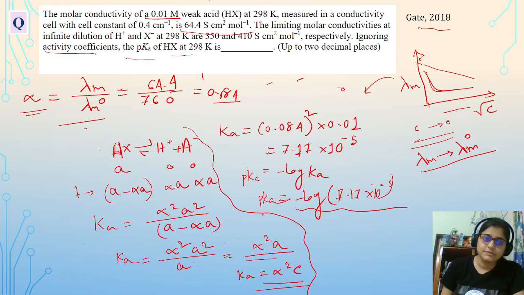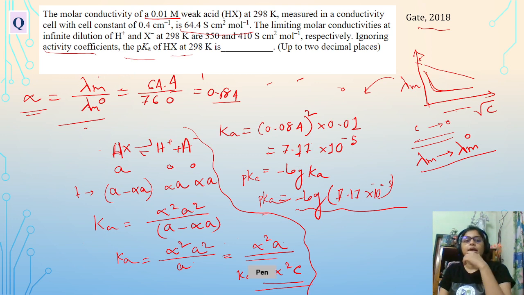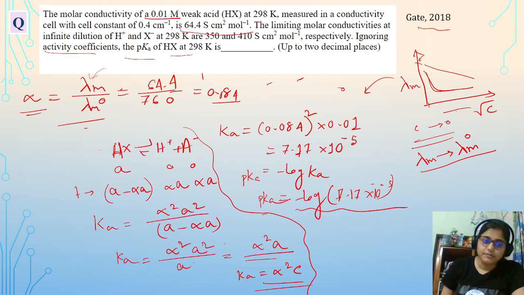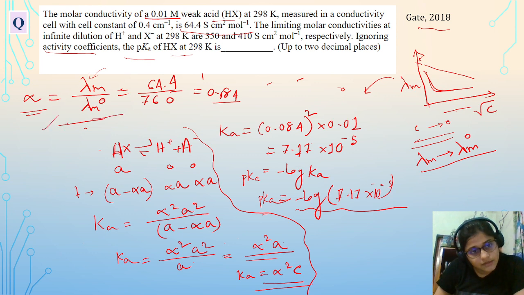If you are confused, let me just summarize it. Here the lambda m value is given, but lambda m0 is not given, and we can't directly know the limiting molar conductance. We have to use the molar conductivities of the constituent ions, which are given. If we add them, we get the limiting molar conductivity of that particular weak acid. Why do we need this? Because alpha, the dissociation coefficient of this weak acid, will be lambda m by lambda m0. If we do that, we get the value.